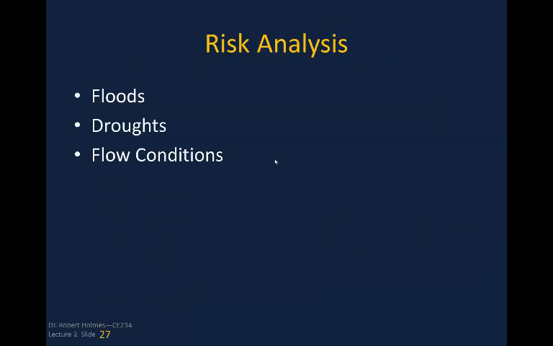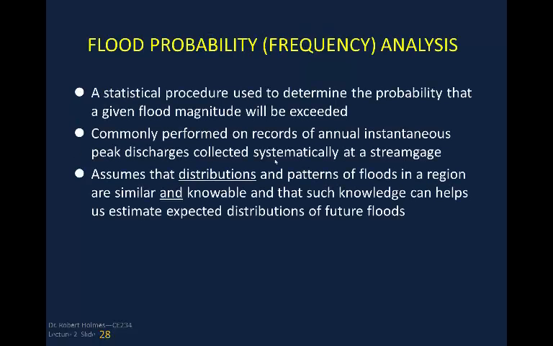If we look at risk analysis, and again, in this lecture I'm just giving you an overview of various topics that we're going to go through as part of the class. We've got risk from flooding, risk from droughts, and risk just from the flow conditions of knowing what's out there. If we wanted to withdraw water or put wastewater effluent into a particular stream, we'd have to know the probability of particular flows. When we talk about flood probability analysis, we're not going to get into much detail in this class.